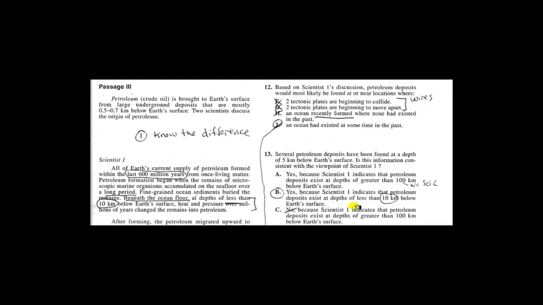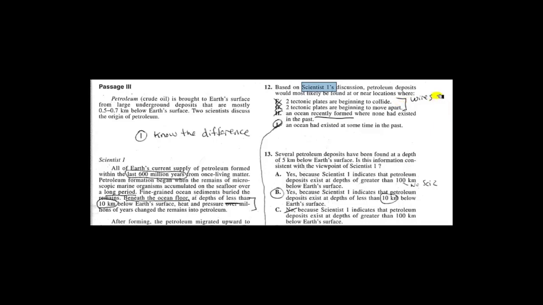Test 68A, science practice problem number 12. Number 12 says, based on Scientist 1's discussion, petroleum deposits would most likely be found at or near locations where. First things first, it is a specific question dealing with Scientist 1, so you know that the wrong answer choices, maybe 1 or 2 of them, might be something that came from Scientist 2.